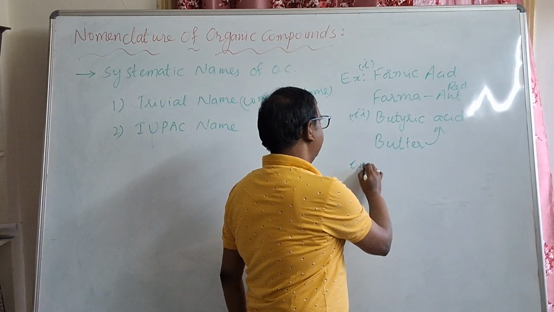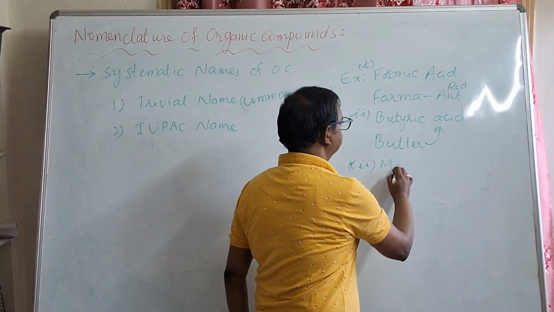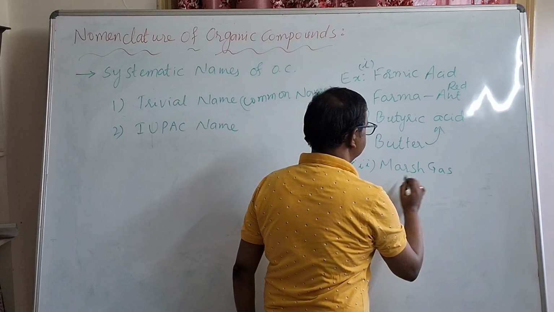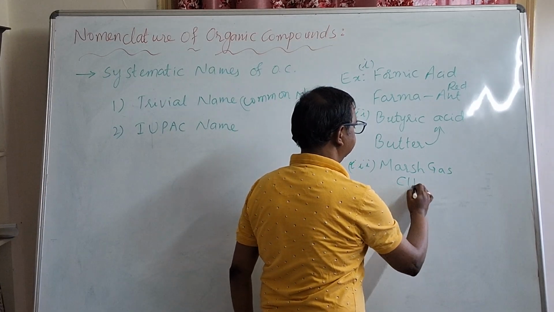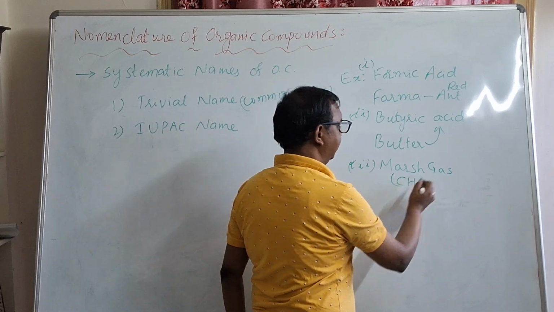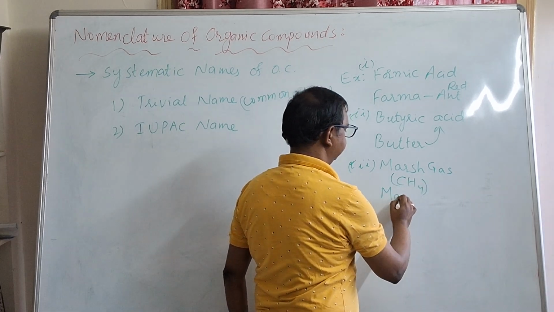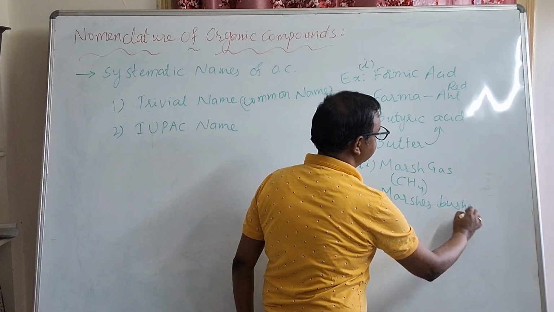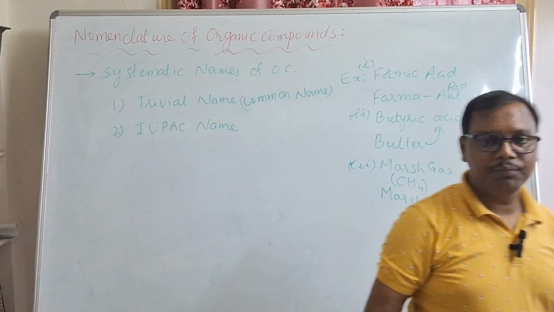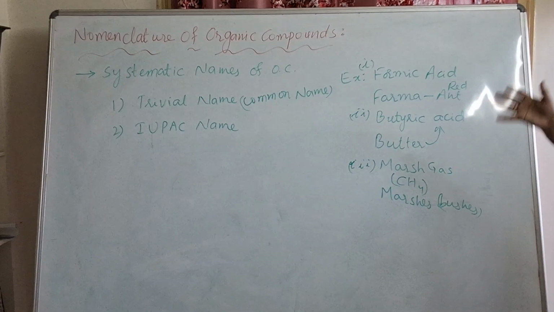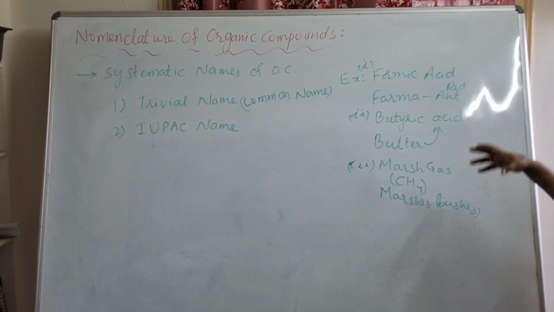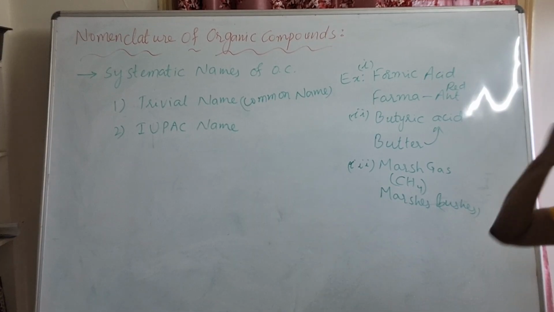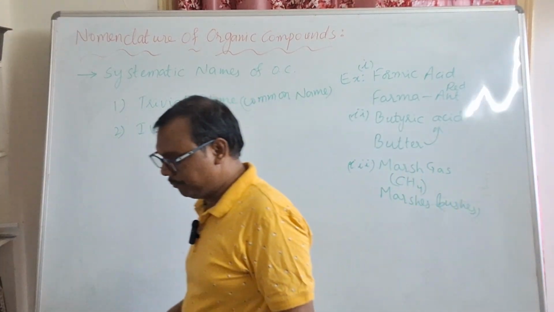Next, the third one, marsh gas. That is CH4, you know that very well. It is obtained from the marshes. Therefore, based on the source, or wherever it is obtained, we give the common name or trivial name for the organic compounds.